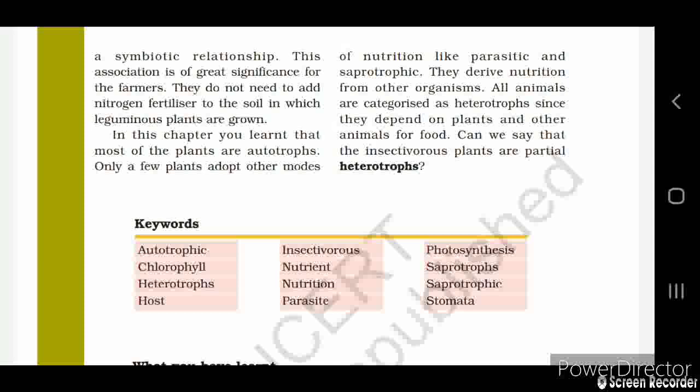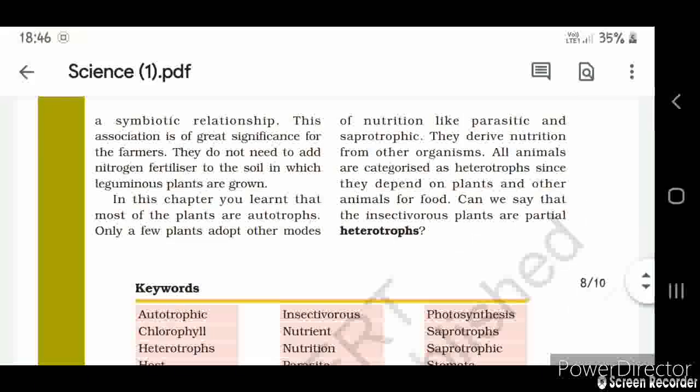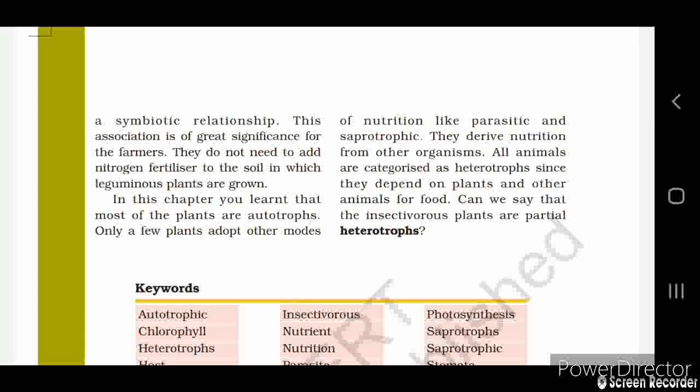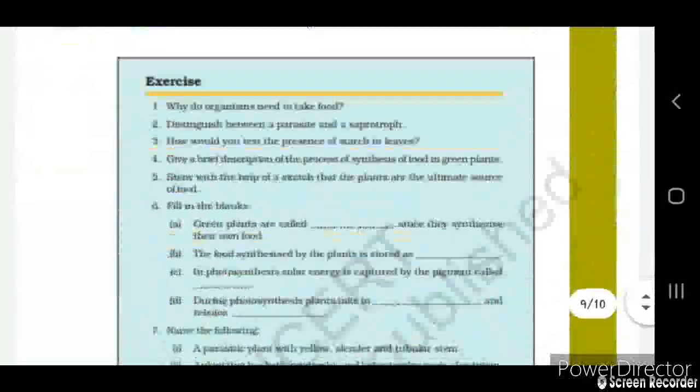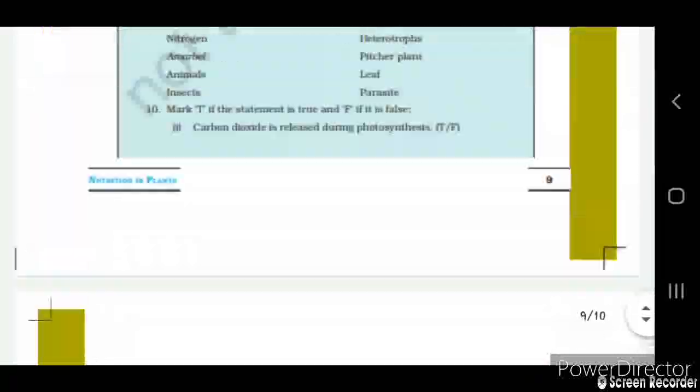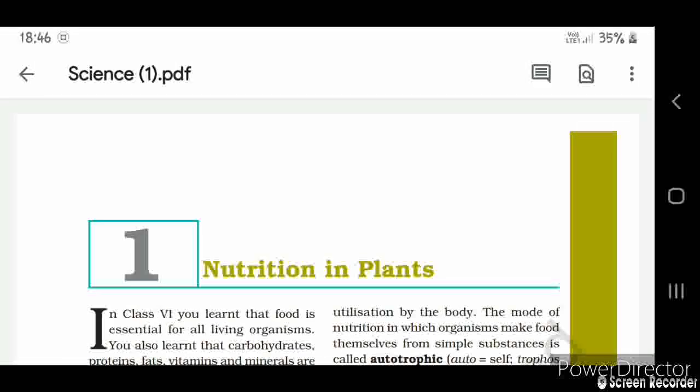So in this chapter you learned that most of the plants are autotrophs. Only a few plants adopt other modes of nutrition, like parasites and saprophytes, and they derive nutrition from other organisms, and all the animals are categorized as heterotrophs since they depend on plants and other animals for their food. So all this information you learned in this chapter, and here you can see some of the questions asked from this chapter. Okay friends, I think you have understood your chapter, nutrition in plants.